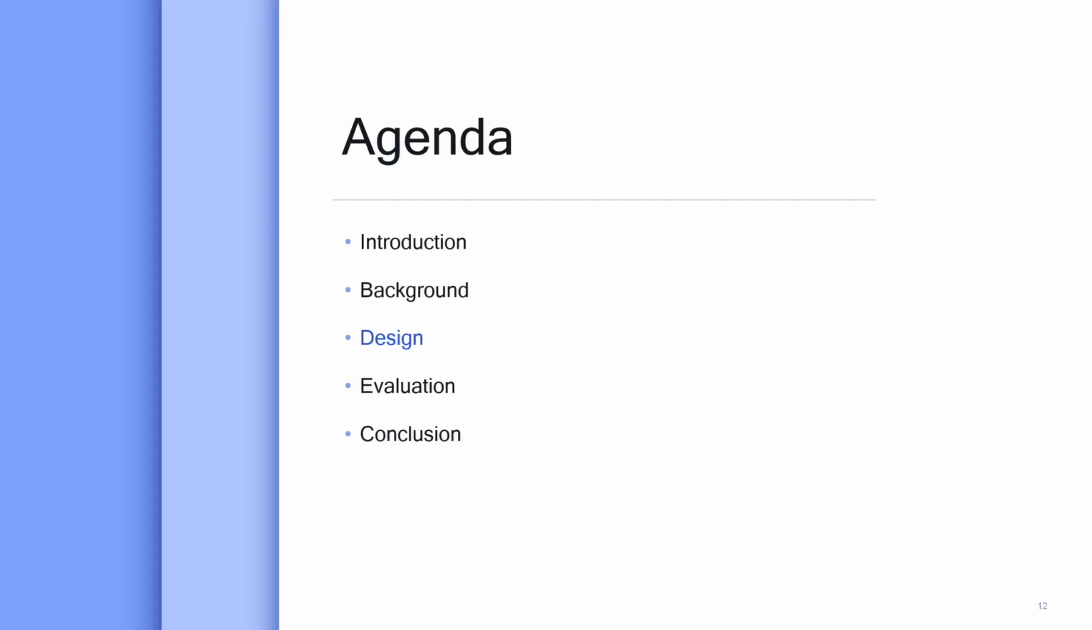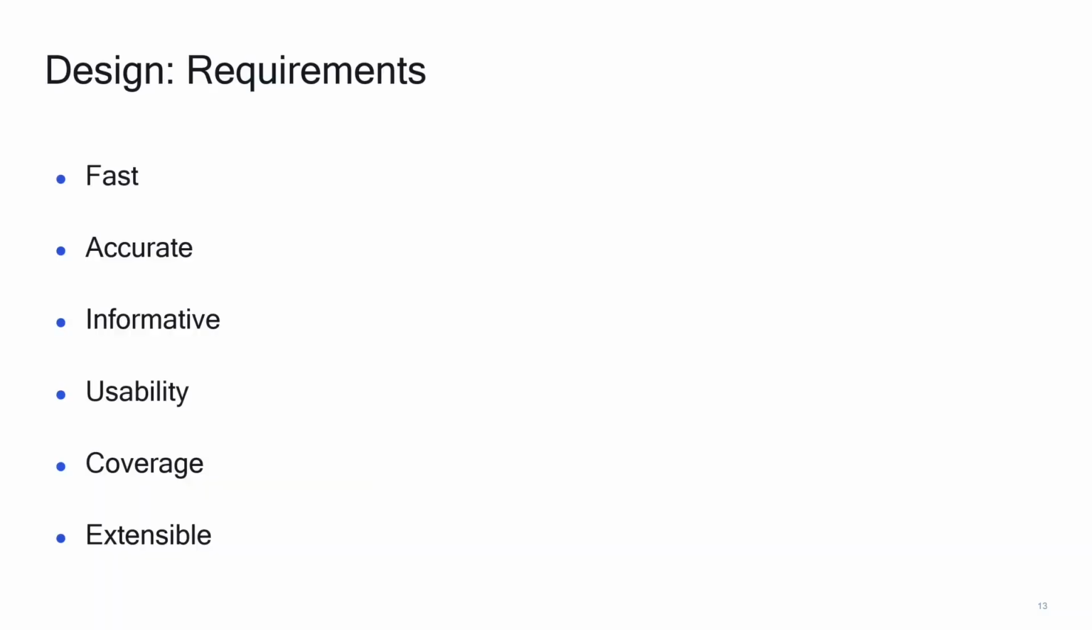Now you know how the graphics pipeline works. Let's move on and see how we design our model. First, let's refresh our memory on the requirements of a performance model. We want to build a performance model that is fast, accurate, informative, easy to use, covers a wide range of processors, and easy to make changes.